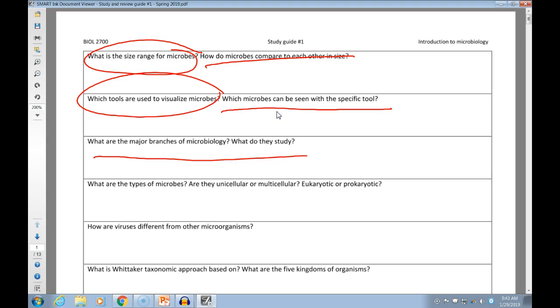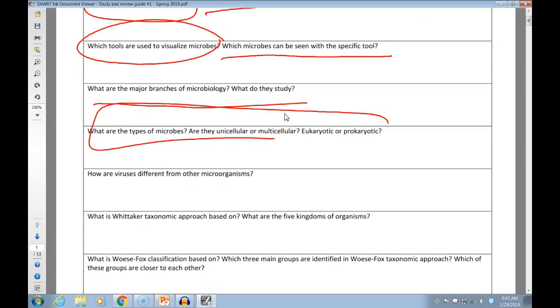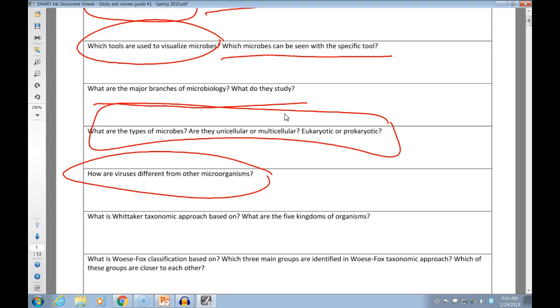Branches. Remember those listed? Bacteriology, phycology, mycology. I expect you to match the name of the branch and what it studies. Types of microbes. That same table. It's all questions about that table. So if I ask you, algae are eukaryotic, can be multi or unicellular. Protozoa are eukaryotic, unicellular. Does that make sense? Viruses are acellular, obligate intracellular parasites.